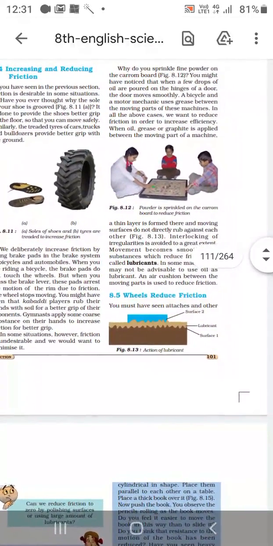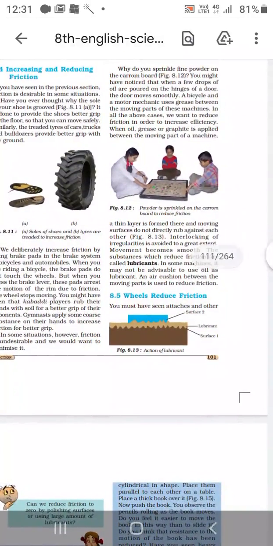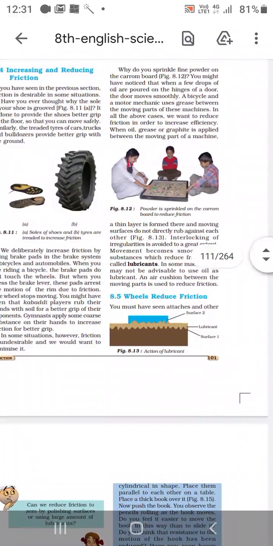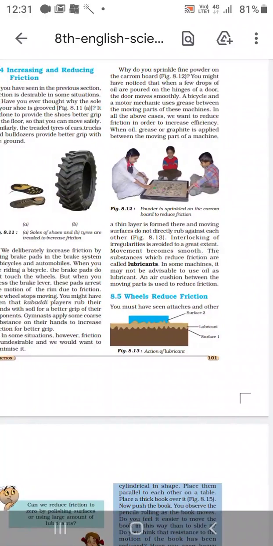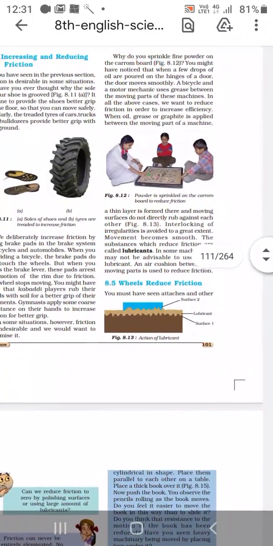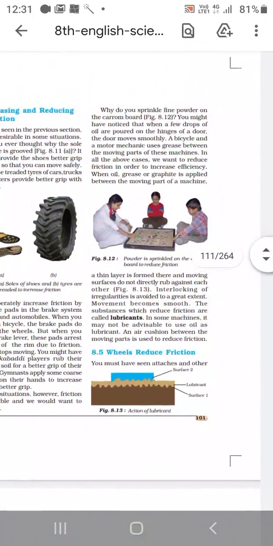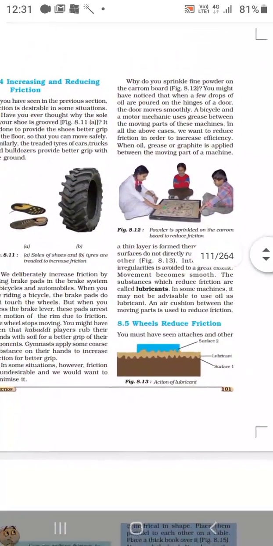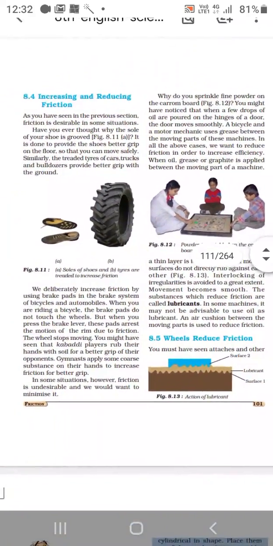When oil, grease or graphite is applied between the moving parts of a machine, a thin layer is formed, and the moving surfaces do not directly rub against each other. Interlocking of irregularities is avoided to a great extent. Movement becomes smooth. The substances which reduce friction are called lubricants.